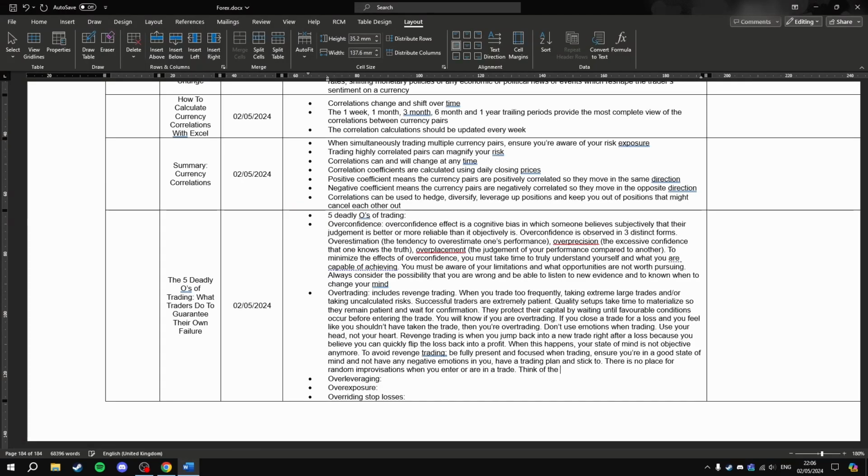Think of the long term and not short-term losses.